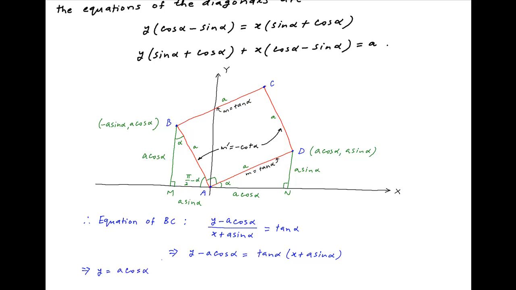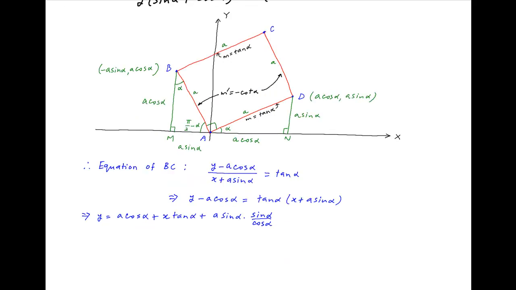And therefore, the equation of the line BC is y is equal to a cos alpha plus x tan alpha plus a sin alpha times sin alpha upon cos alpha. The right hand side is equal to x tan alpha plus a upon cos alpha times in brackets sin square alpha plus cos square alpha. And therefore the equation of the line simplifies to y is equal to x tan alpha plus a sec alpha.